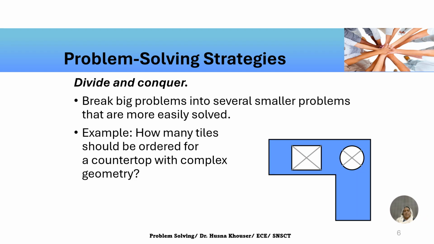One more thing is that we can divide and conquer. We can break down a big problem into a number of smaller problems, and then we can move very easily. I told you about how many tiles should be placed in an ordered form for the house, but I didn't tell whether it is a countertop or something else. But we have to break it down. If I say tiles, you should have thought about that, right? Some people may have thought of it, some may not. Every problem we have to do this way.